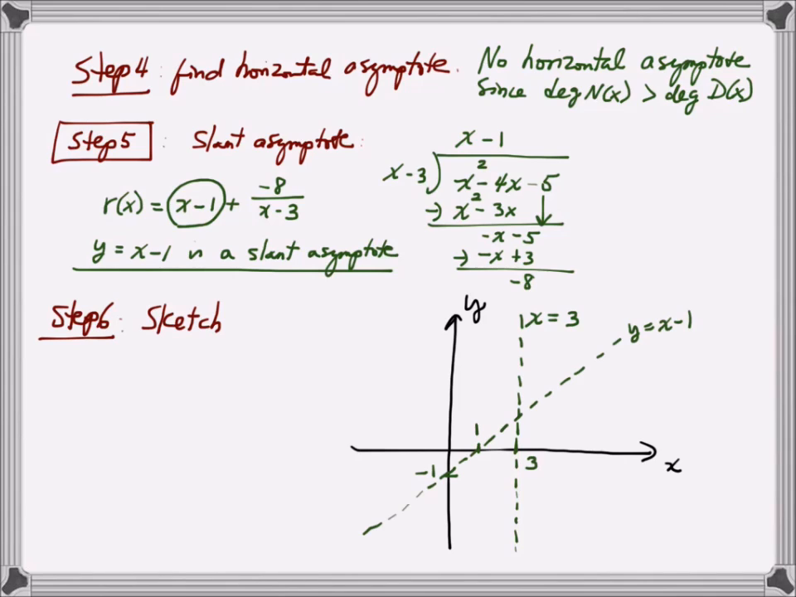This gives me 2 points, so then I can connect those 2 points and make a straight line out of it. Next, I'm going to remind myself of the behavior around the vertical asymptote. The function is going to go to positive infinity as I approach 3 from the left, and the function is going to go to negative infinity as I approach 3 from the right.